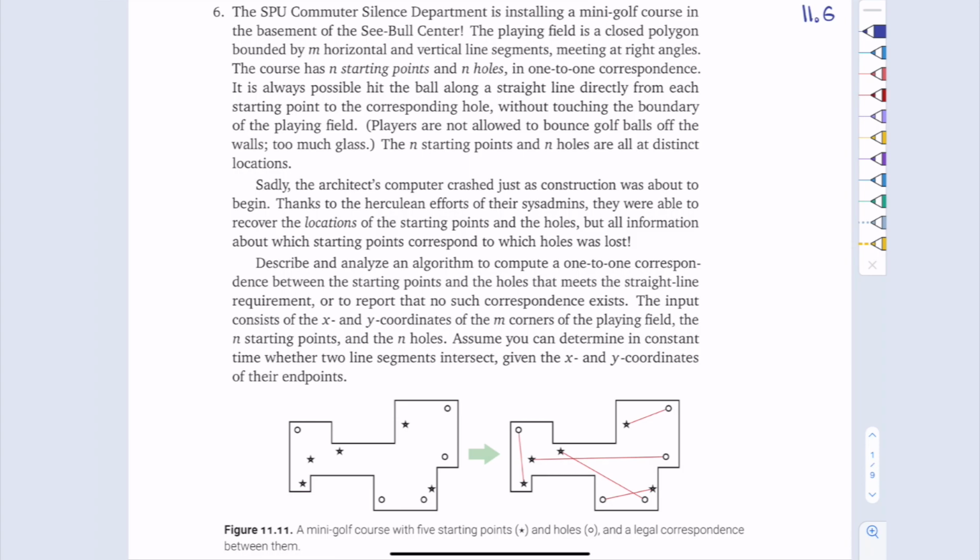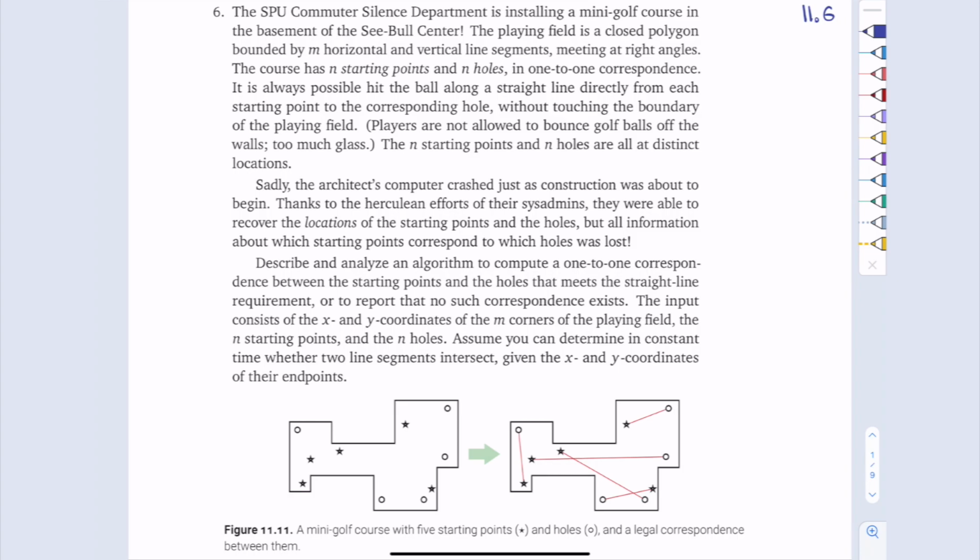Okay, so the computer science department is making a mini golf course. The playing field is some kind of closed polygon bounded by horizontal and vertical line segments meeting at right angles. There are already some holes and starting points that have been dug in, and you want to set up a mini golf course.